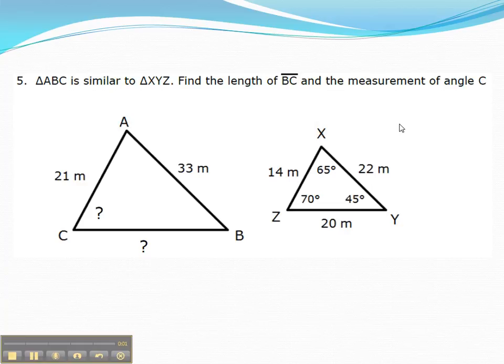I realized as I was reviewing the last video in problem 4, I called the rectangles triangles at one point. I just misspoke. Number 5, triangle ABC is similar to triangle XYZ.